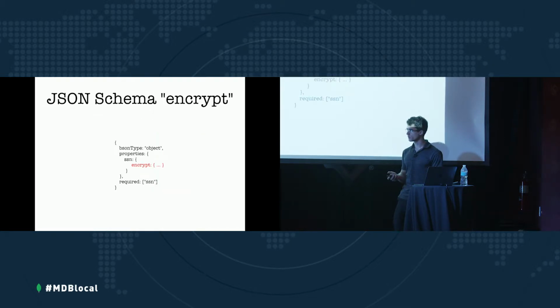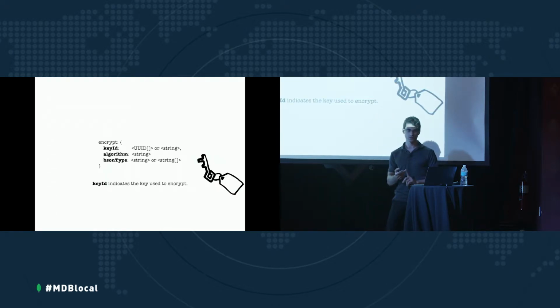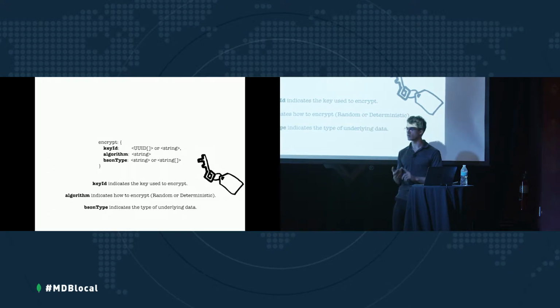In MongoDB 4.2, we've further extended our implementation of JSON schema to introduce an encrypt subdocument. And so this tells us that you want to enable client-side encryption on this field. You identify three things within this encrypt document. The key ID, which identifies the key to use for encryption. The algorithm, how you want to encrypt. This could either be deterministic or random. And the underlying BSON type of the field that you're encrypting.